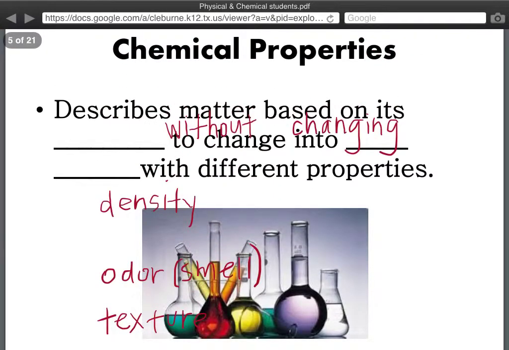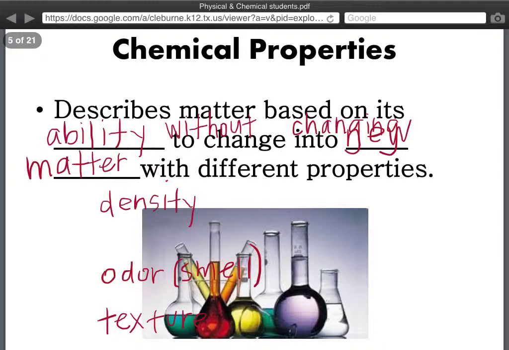Now we get into chemical properties. Chemical properties describe matter based on its ability to change into new matter with different properties. So when you have a chemical property, it's the ability to change into a new matter. A property is the ability to change, not actually changing. And so chemical properties change material into a new material that has different properties.